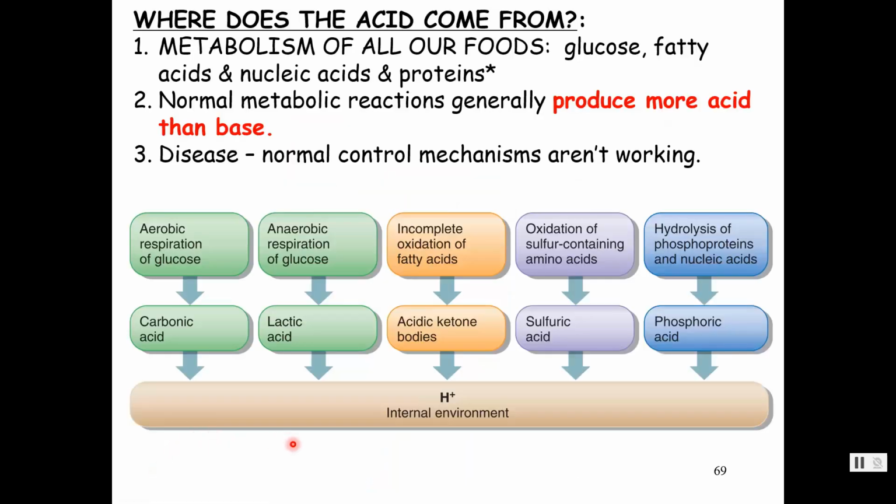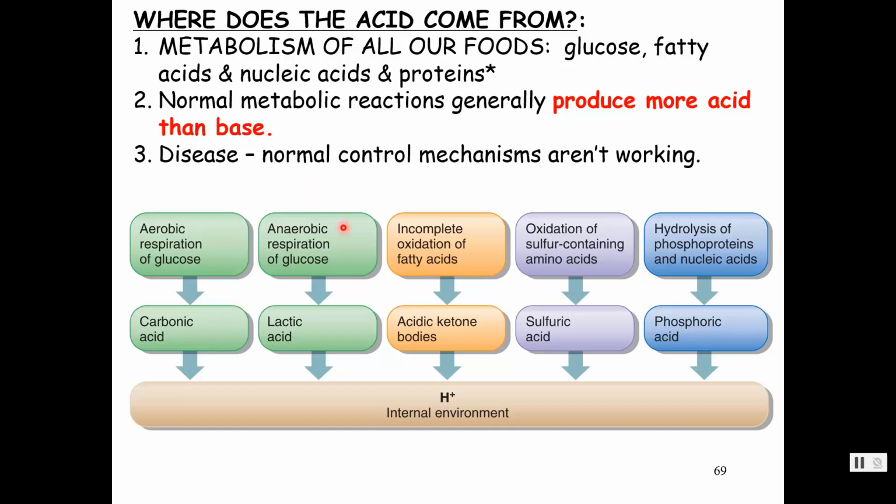So I told you that you were an acid maker. I told this to this unit. But where does all our acid come from? So now I'm going to prove it to you. We already talked about aerobic respiration of glucose. We get the respiratory acid or volatile acid called carbonic acid.